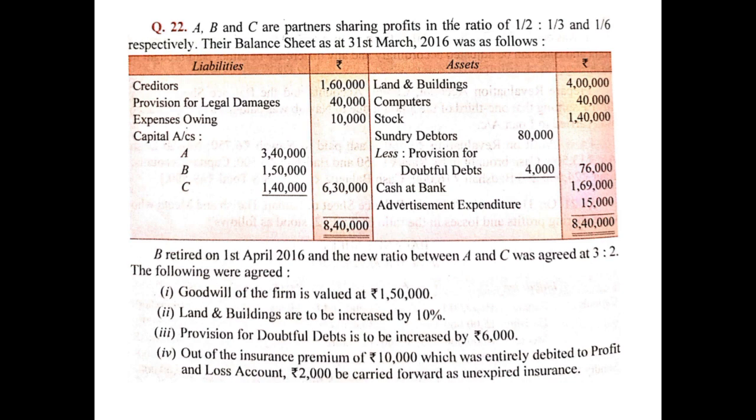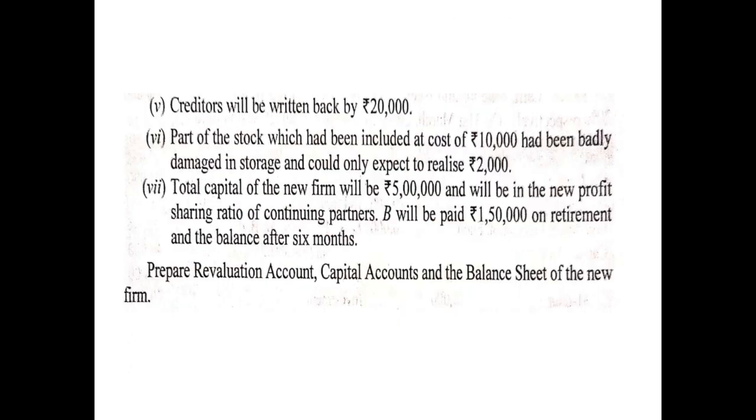Then fourth point, out of the insurance premium of 10,000 which was entirely debited to profit and loss account, 2,000 is to be carried forward as unexpired insurance. So unexpired insurance of 2,000 will be a prepaid expense. It will be an asset and it will be shown on the asset side of the new balance sheet, as well as it is an unrecorded asset. That means it will increase your asset, therefore it will also be shown on the credit side of revaluation account as by unexpired insurance 2,000.